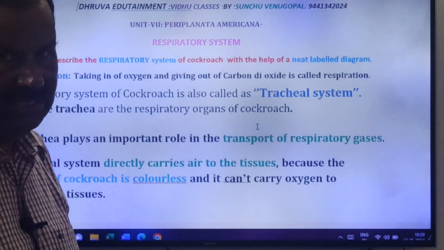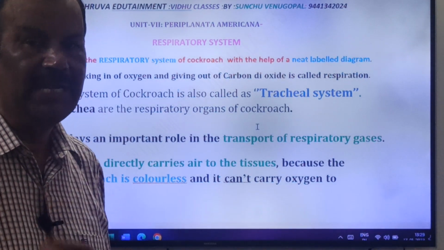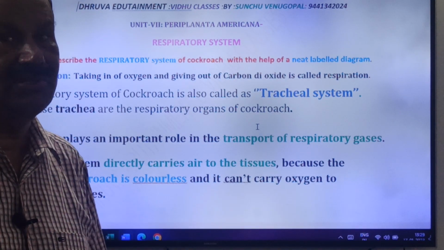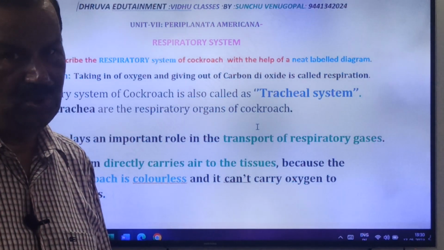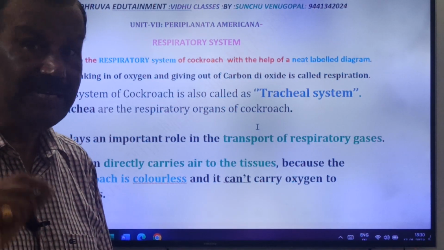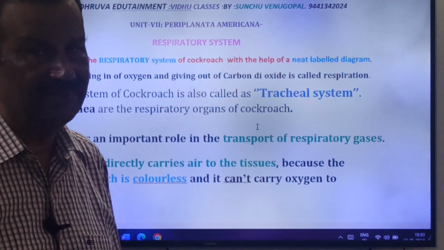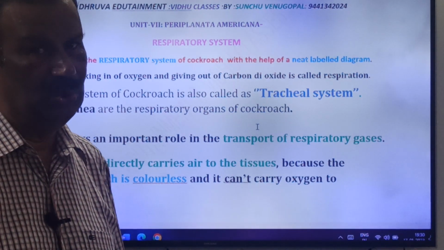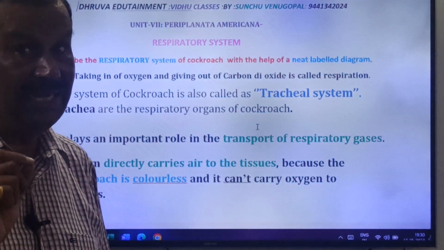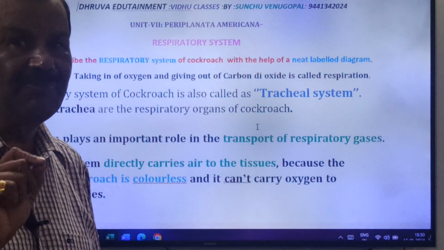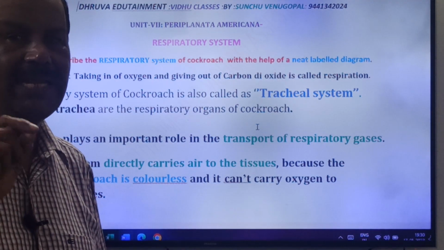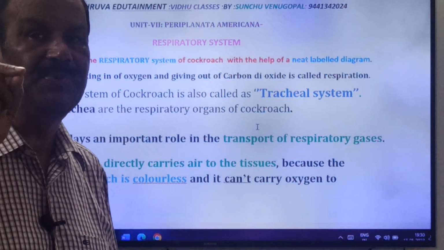This is important, friends. For example, we take human beings. In human beings, respiratory gases are transported through the blood because red blood cells have hemoglobin. That hemoglobin gives red color to the blood. That hemoglobin carries respiratory gases. But whereas in cockroach, blood is white in color. Friends, very, very important. Blood is white in color because the blood of cockroach has no hemoglobin. So blood can't play an important role in the transport of respiratory gases.